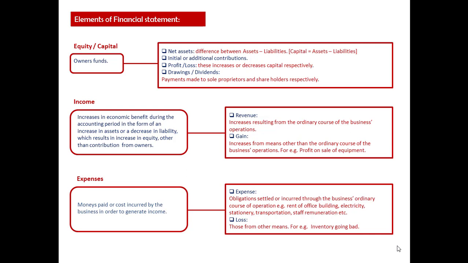Drawings, that is money paid to sole proprietors, will reduce capital. The same with dividends, money paid to shareholders of a limited liability company. So we'll next discuss income.